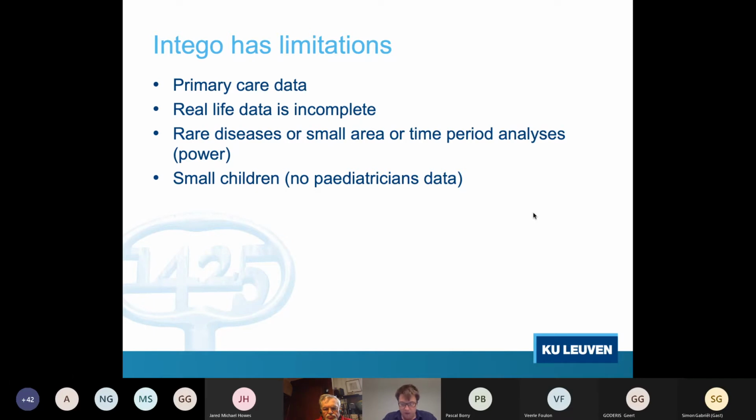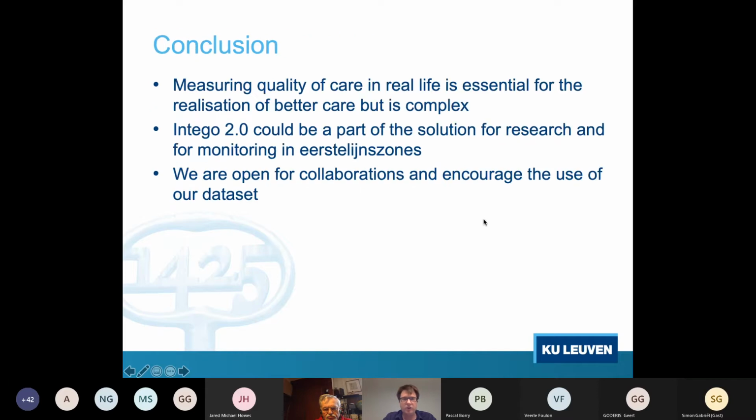We are not built to analyze rare diseases or very short-term time periods or very small areas, and we have a lack of data in small children. But to conclude, we are building Intego 2.0, and we are convinced, and every year we are more convinced, that it could be a very good solution to solve a lot of research questions, mainly about the whole complexity of care, because measuring quality of care in real life is complex.